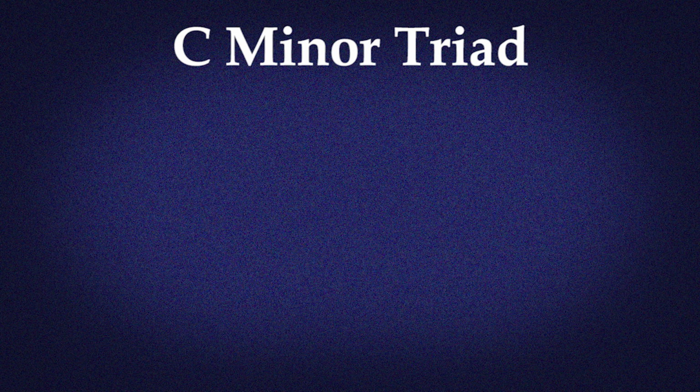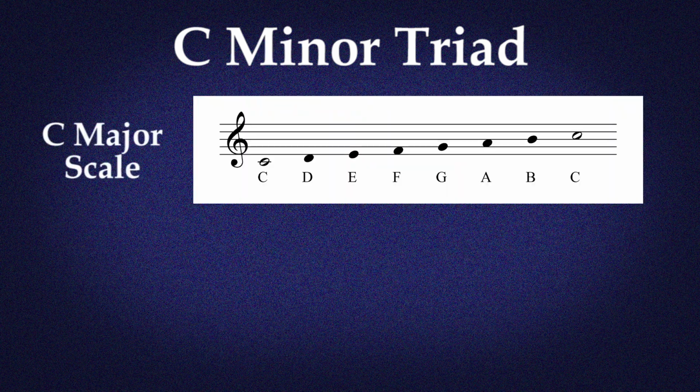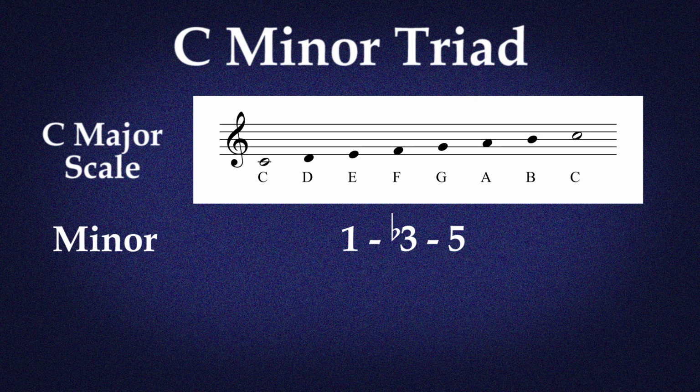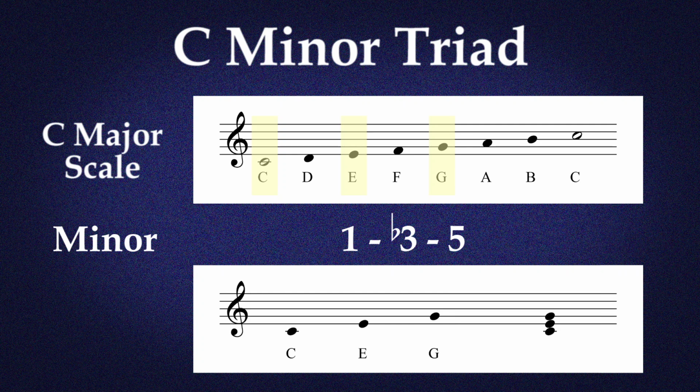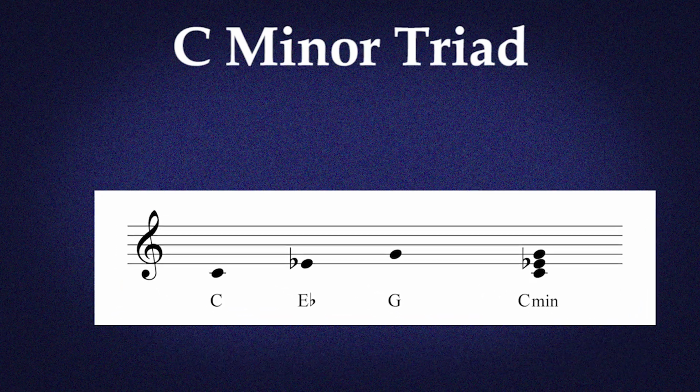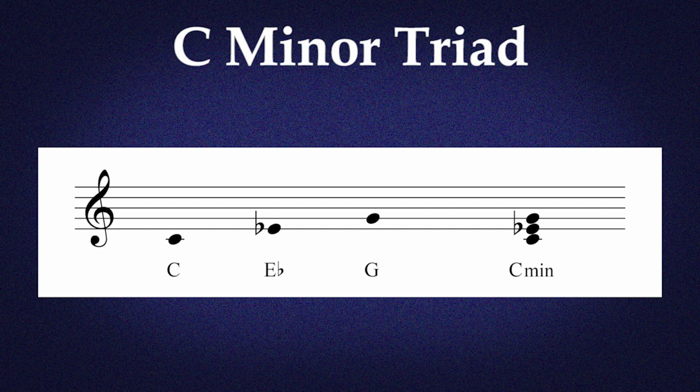A C minor triad also uses the notes of a C major scale. The formula for a minor triad is 1, flat 3, 5. So, just like the major triad, we take the first, the third, and the fifth notes of the C major scale, C, E, and G, and stack them. However, the formula for a minor triad requires that we lower the third, so we need to change the third, E, into an E flat. Therefore, a C minor triad is made up of C, E flat, and G.